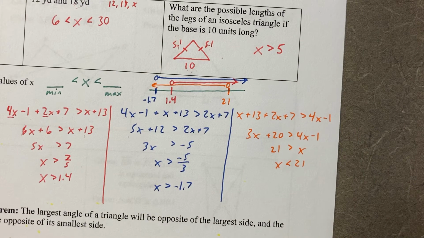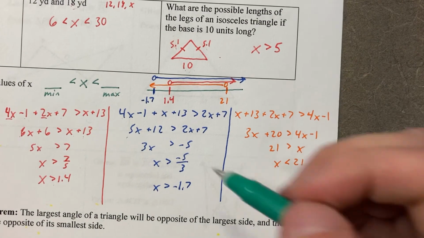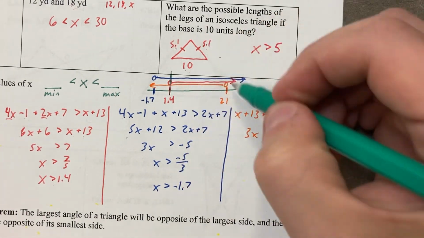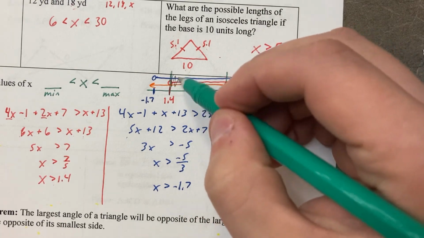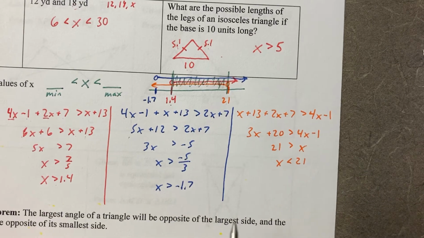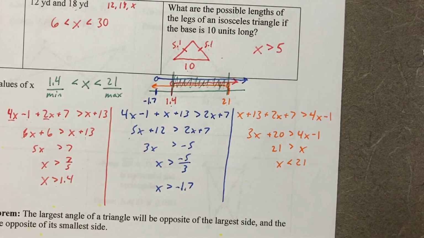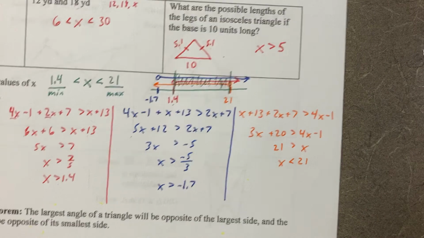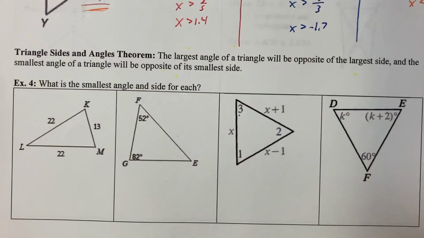Now we got our Goldilocks zone. Our Goldilocks zone is where all three overlap, so that's there to there. There's our Goldilocks zone. Any x's between 1.4 and 21 are going to work. There we have it. All right, last theorem for the chapter.